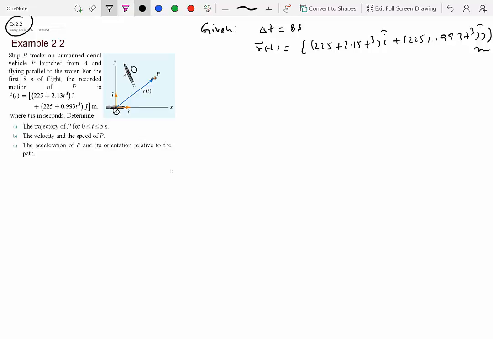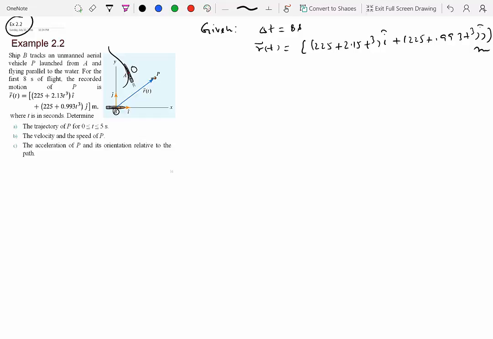Determine a, the trajectory of P for 0 to 5 seconds, the velocity and speed of P, the acceleration of P, and its orientation related to the path. So there are three things that are being asked for. What would be the trajectory? Trajectory is going to be maybe some sort of curved path. So the question is, what is that equation? Something like y equal to x squared, or y equal to x if it was a line, right?